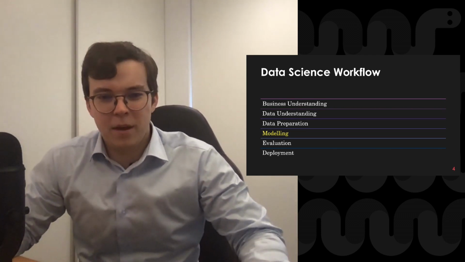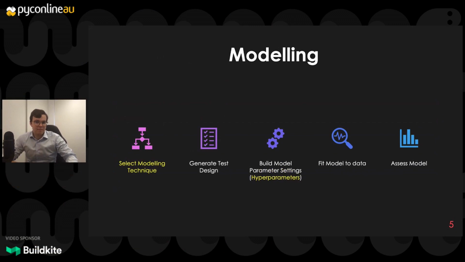So here's a more granular understanding of how we do modeling. Assuming we have good data to train on, there are 5 stages in modeling. Number 1, we need to select our modeling technique. For any problem like this, there are often a bunch of possible mathematical models and algorithms that we can apply, and part of our job is just to decide on what the best algorithm is to use. We then generate a test design.